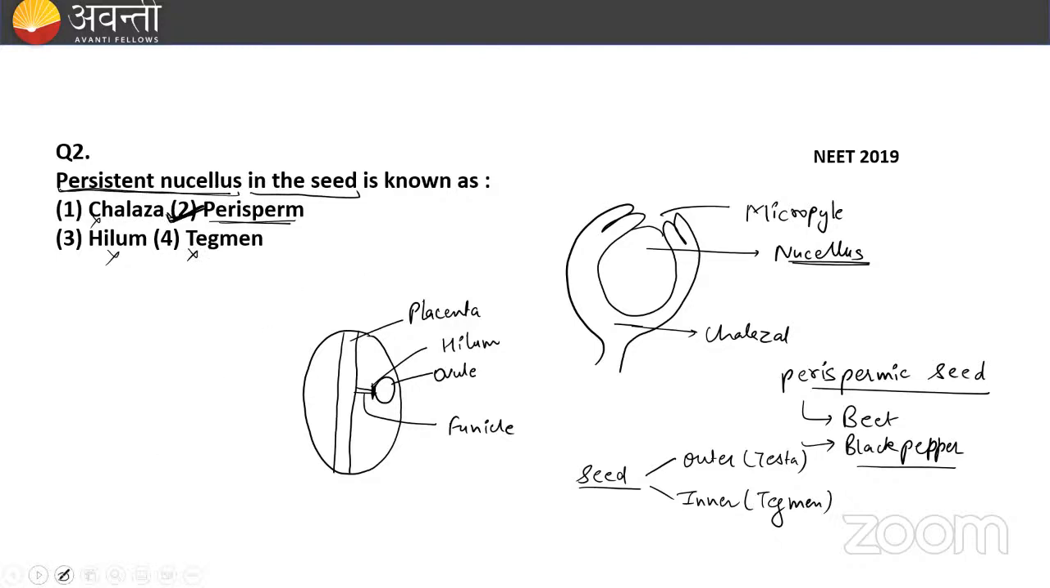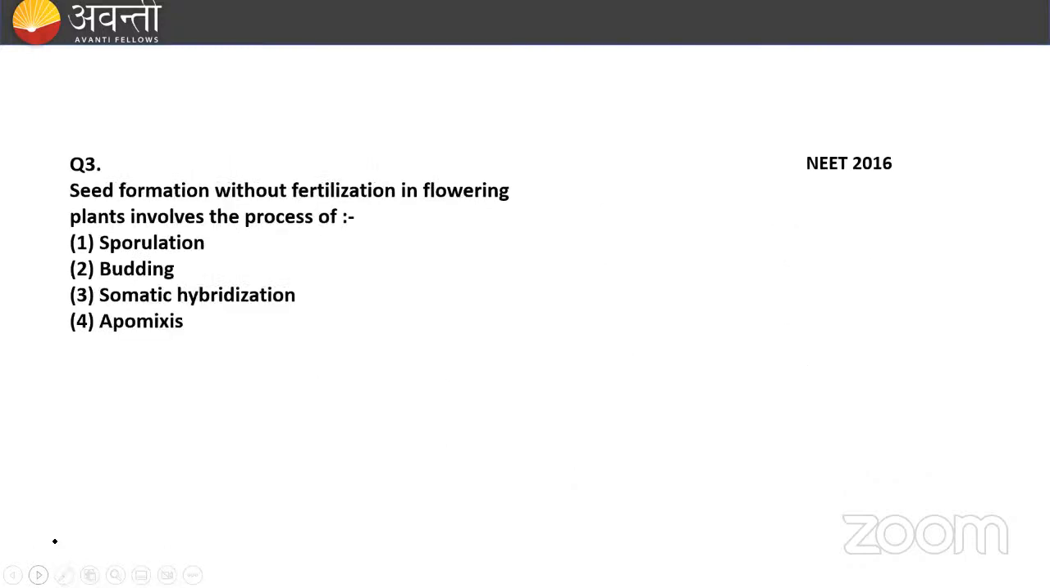Now moving to next one. Question 3 says, seed formation without fertilization in flowering plants involve the process of option 1 is sporulation, option 2 is budding, option 3 is somatic hybridization, option 4 is apomixis. This question came in NEET 2016. What do you think? What will be the correct option? Now in this question, they're asking about the seed formation without fertilization.